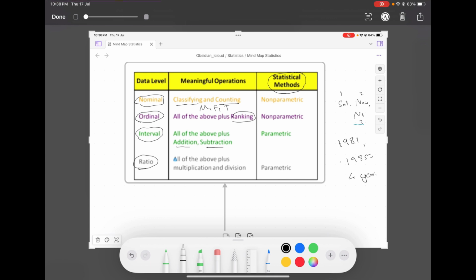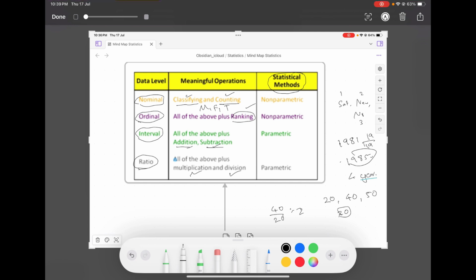Then comes the ratio. In ratio scale, you can do all the operations: classifying, counting, ranking, addition, subtraction, plus multiplication and division. Let us take the case of weight 20, 40, 50, etc. You can subtract, 40 minus 20 gives 20. If you take the ratio, 40 by 20, you can say his weight is 2 times that of mine. Such operations can also be done. But in the case of year, 1985 divided by 1980, you cannot do that. This is called the data level.